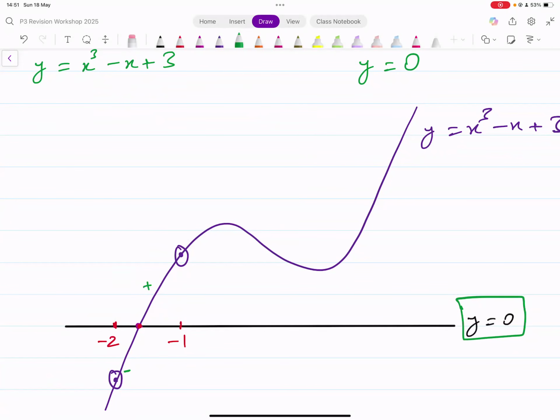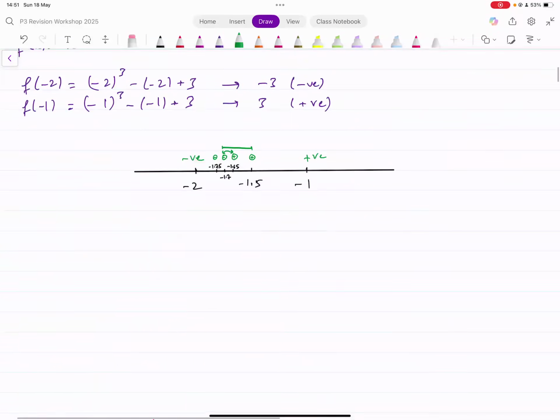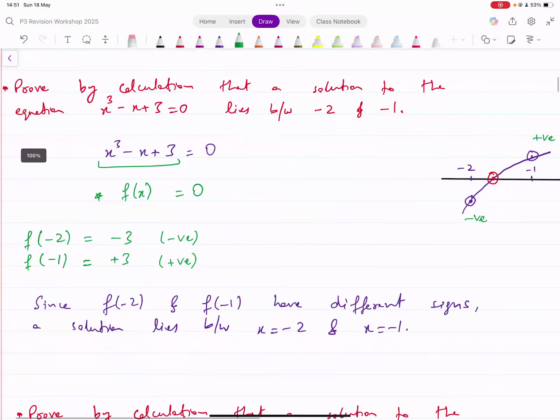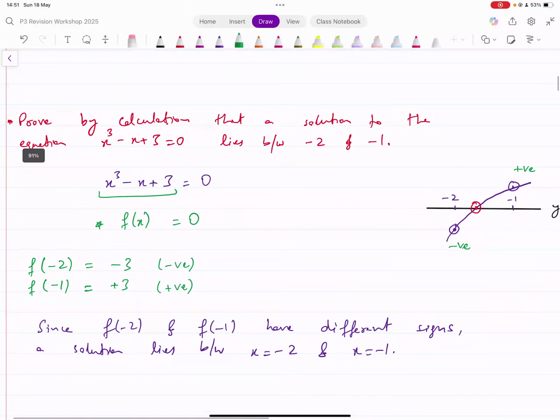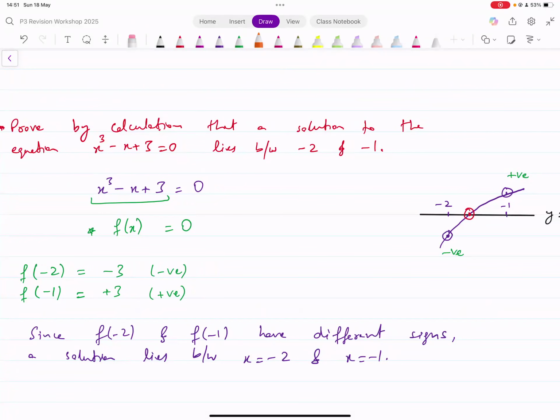Now, this is one way to do it graphically. So if you draw a graph, your graph will be intersecting the x-axis somewhere between -2 and -1. But we could do the same thing by calculation as well. How would that work? Let's say you've got a problem like this. Prove by calculation that a solution to this equation lies between -2 and -1. It says prove by calculation, not by sketching a graph. How can you do that? We can say this is the function x cubed minus x plus 3 equal to 0. Now, whatever the shape of the graph is, it doesn't matter. There will be some point at which it intersects the x-axis, right?